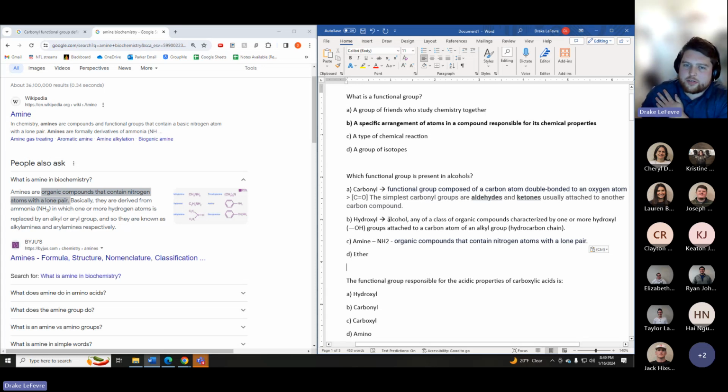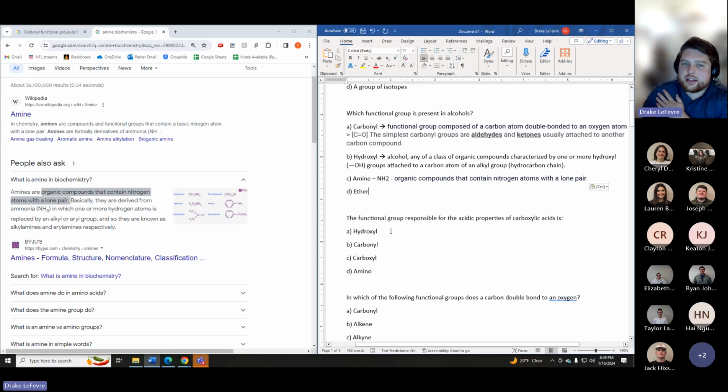So now we know that we have alcohols or hydroxyls, and aldehydes and ketones are carbonyl. Carbonyls are C double bond O. Amino acids are our amine groups. And then we continue that with ether and so on for all of these different things.